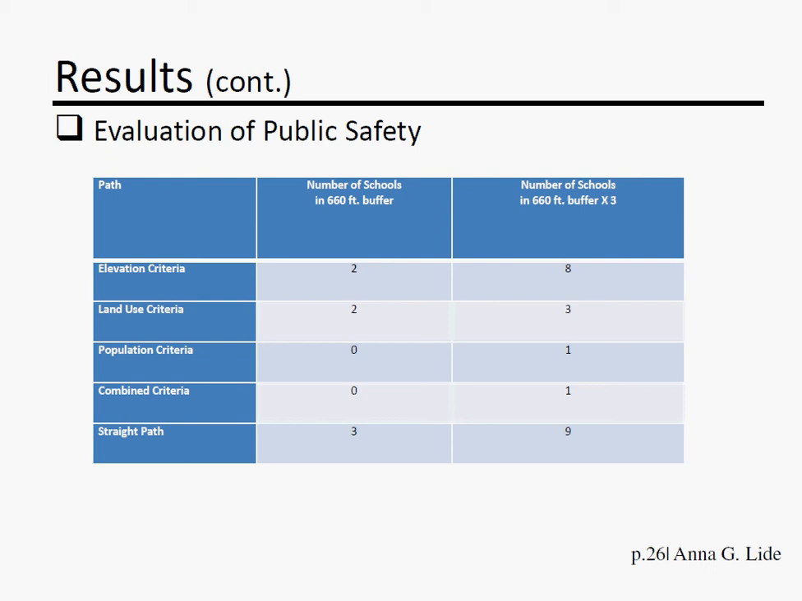This table shows that the straight line path encounters more schools than any of the other paths. The path based solely on reducing elevation change encountered the next highest number of schools. The population density criteria and the combined criteria encountered the least number of schools. As stated, the population density carried the greatest weight in the combined analysis.